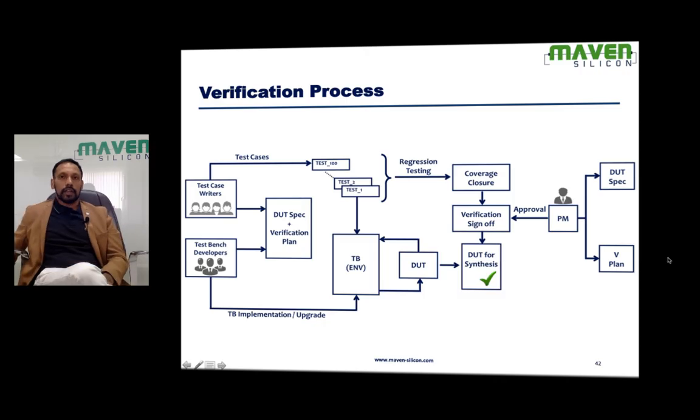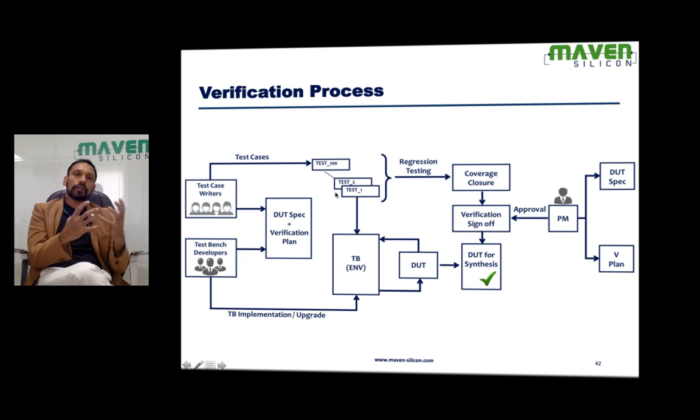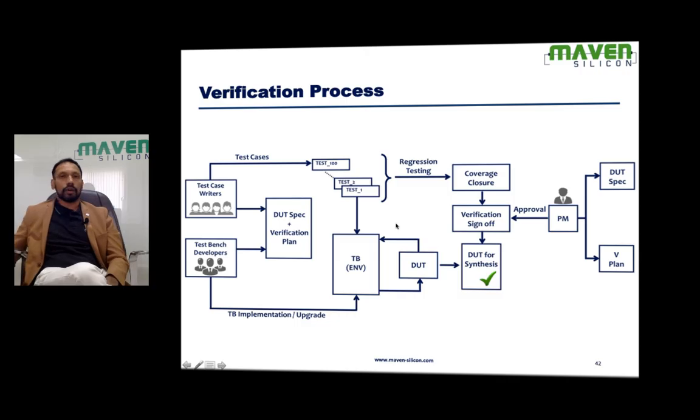Based on the verification plan, especially the test bench architecture, the test bench developers implement the reusable test bench, and the test case writers make use of this reusable test bench and write all kinds of test cases. These test case writers come up with different kinds of random test cases, and they run all the test cases and generate different kinds of coverages, like functional coverage, code coverage, even coverage from assertions also, and then we merge all the coverage information.